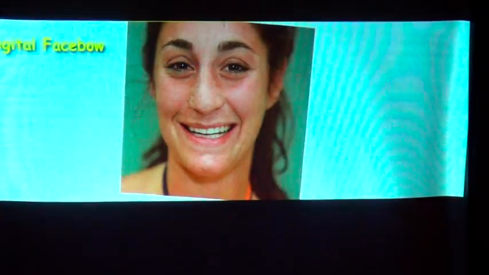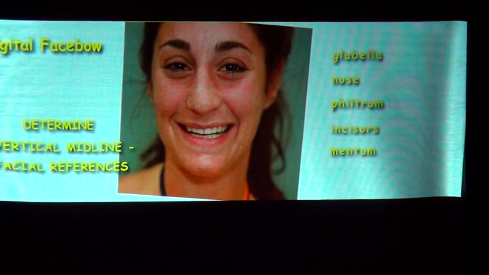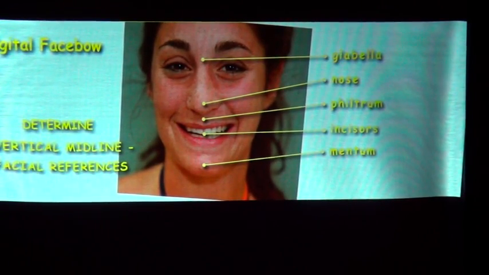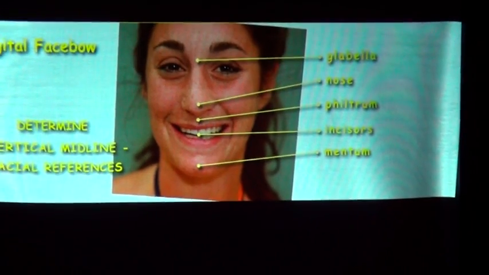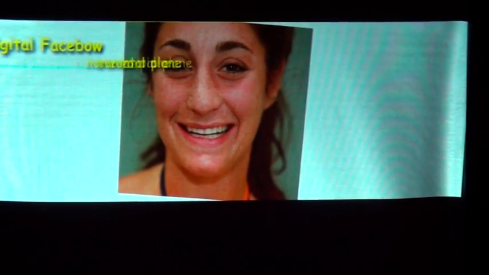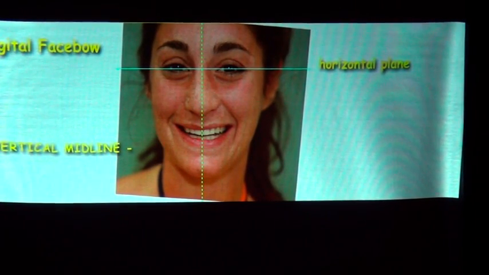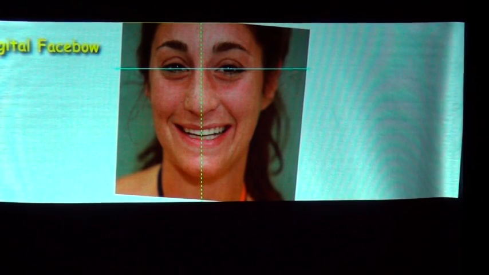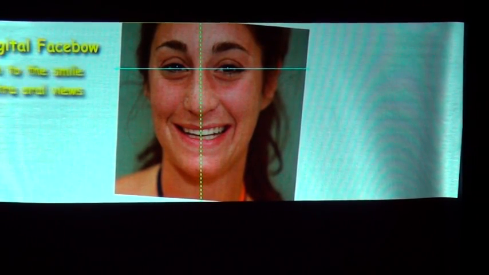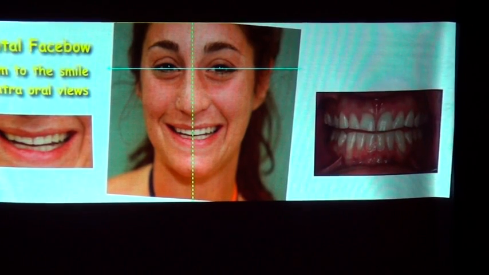So now everything else that we do from there is we create our digital Facebow on that picture, which is the midline, which we reference by taking an average of the glabella, the nose, the philtrum, the incisors, the mentum. We decide where the midline is, and then we have a horizontal plane, we have a vertical midline, and with that information, we're ready to zoom into the smile and intraoral views.